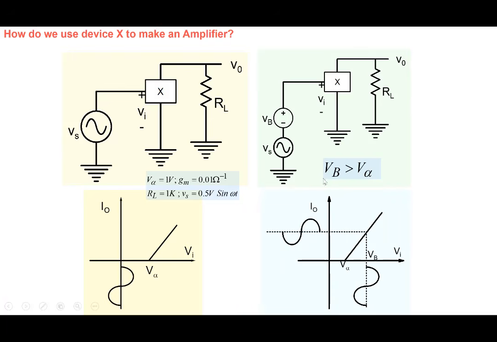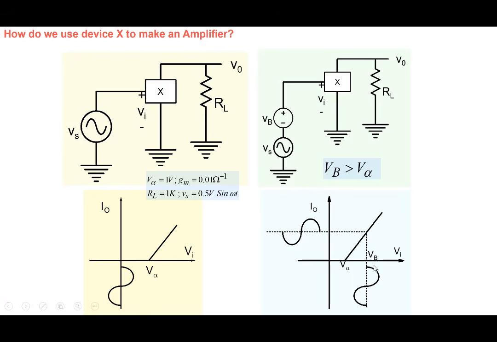Once we do that, for the moment assume that Vs is not there. Then we are at this particular point, this dotted line. We have applied a bias voltage Vb, so we are operating at this operating point. Then when you add Vs to it, the net input voltage Vi will increase a little bit beyond Vb and then decrease a little bit below Vb, right? So this is how my actual input voltage will go.